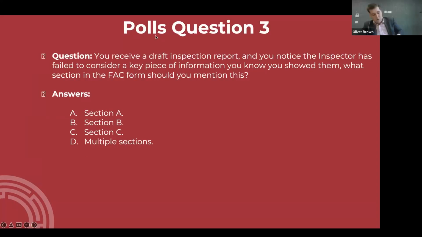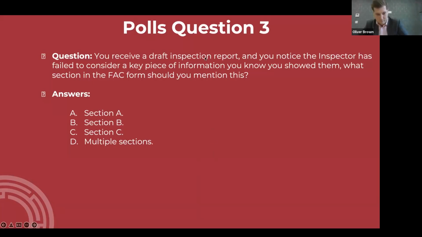Okay, we'll just go to the next one then. If you were to receive a draft inspection report and you notice the inspectors failed to consider a key piece of information that you know you've showed them, what section in the factual accuracy form would you mention this? I can't see the answers, Gemma. Have you? Yeah, so we've got quite a few that have answered, about 33.